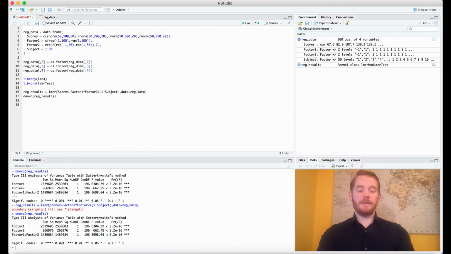We can write this out easily as F. We're just going to do the first main effect here, F(1, 196), which is our degrees of freedom, equals 6,304.39, comma, p is less than 0.0001. You could do the same thing for the other three as well.